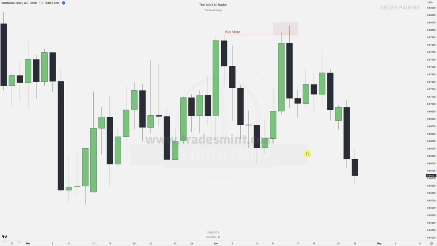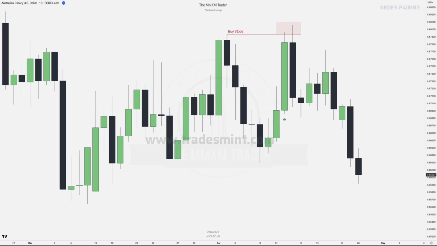So over here we have Australian dollar, US dollar daily chart. Now we can see this old high over here has been raided, so buy stops have been liquidated, and this is where smart money accumulates their sell orders, right? So what do we do after we go from external? We go into internal, right? So where is our internal range liquidity?